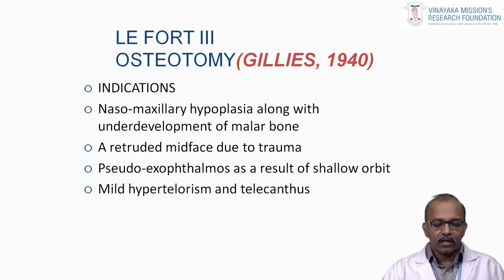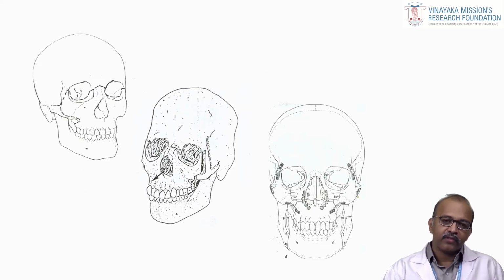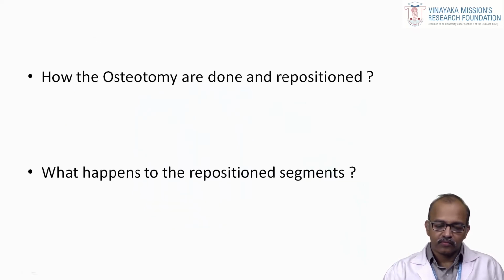to trauma or in case of any syndromes, pseudoexophthalmos, shallow orbit or hypertelorism, traumatic telecanthus. So, this is again with the coronal incision. This is a higher level. This involves the zygomatic bone along with a Le Fort 1 osteotomy. So, it is frontally repositioned and stabilized with the plates and screws.